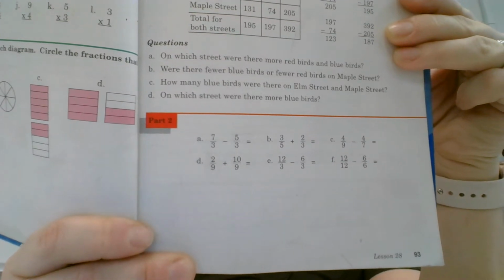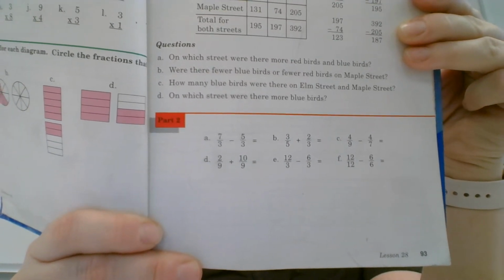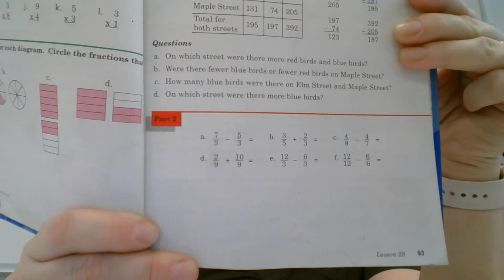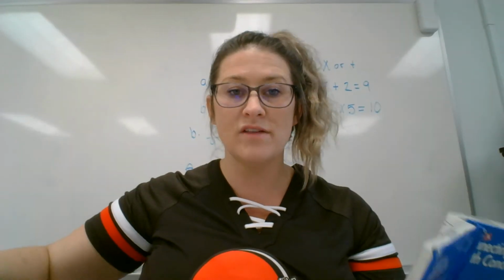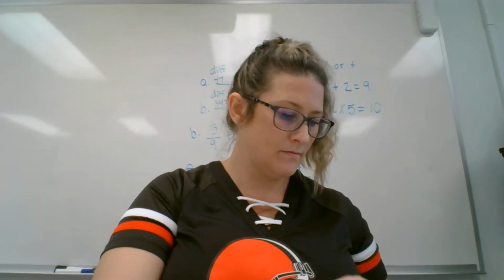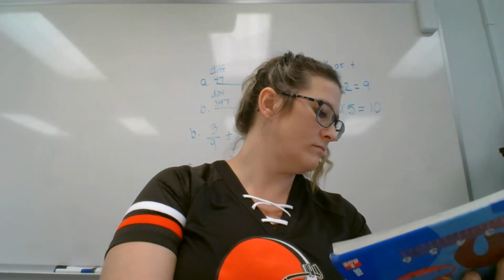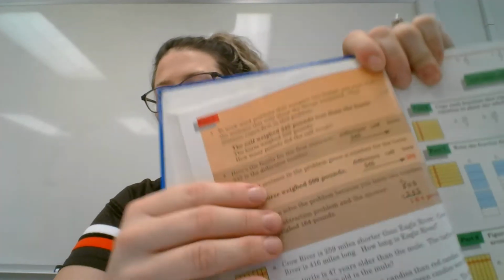I want you guys to go ahead and follow the sign. You are going to add or subtract the top numbers only. The bottom number of the answer is going to be the same as the bottom number of your fractions. Go ahead and do that now. All right.